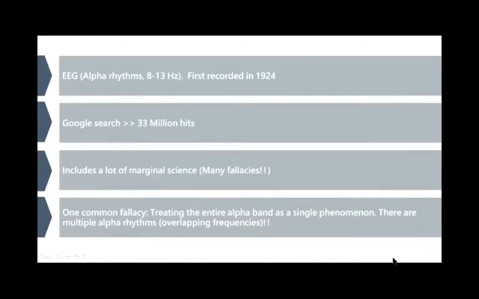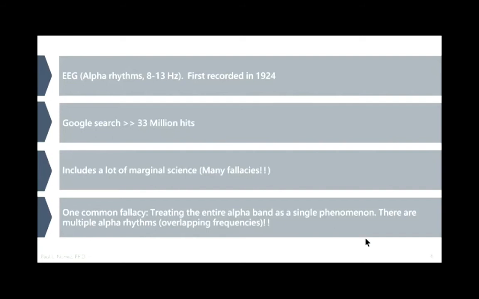EEG was first recorded in 1924. The most well-known EEG phenomena are the alpha rhythms, which are oscillations between 8 and 13 hertz. My Google search resulted in 33 million hits on alpha rhythms, but this includes a whole lot of marginal science. Many fallacies about alpha rhythms have been published and continue to be published. I just mentioned one common fallacy at the bottom here, that is treating the alpha band as a single phenomena. There are actually multiple alpha rhythms that can occur at the same time with overlapping frequencies or perhaps different frequencies within the 8 to 13 hertz band.